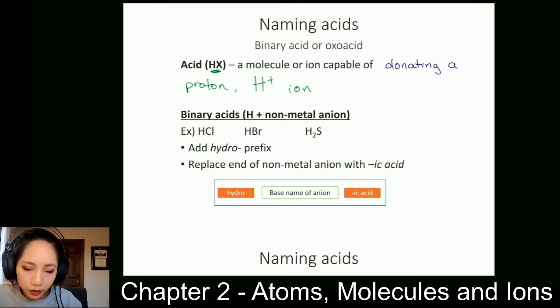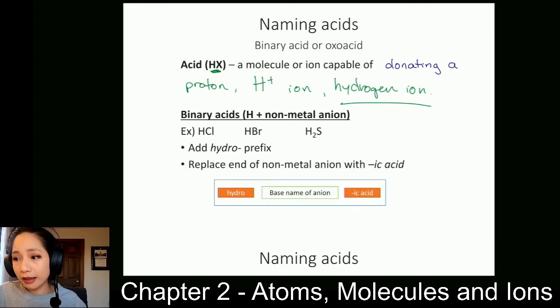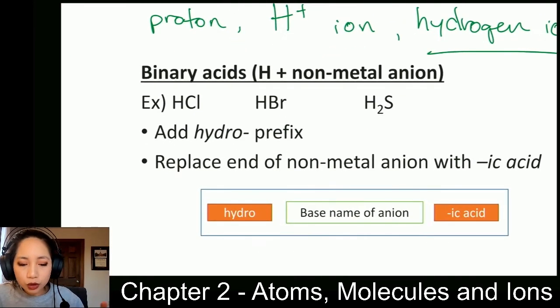So when I say proton or hydrogen ion. So we will work with acids in lab. So it's important to be able to name them and identify them. Acids have a hydrogen in the molecular formula somewhere. So some acids that we will use and interact with include HCl, HBr, H2S.